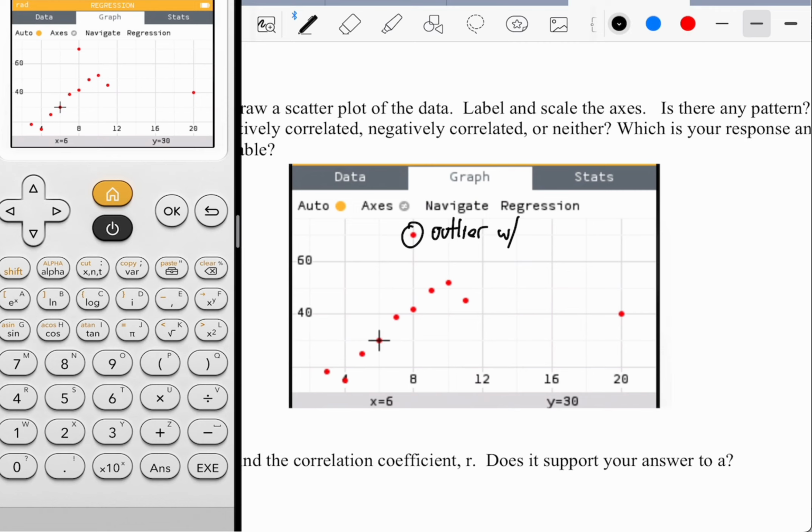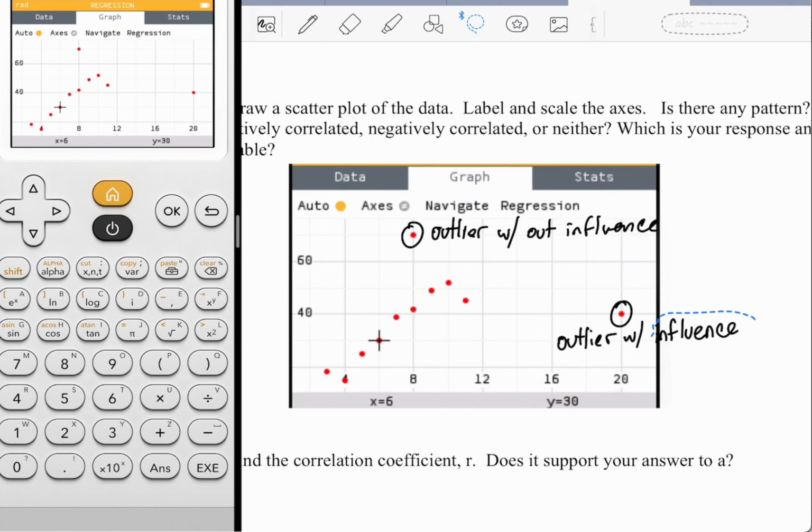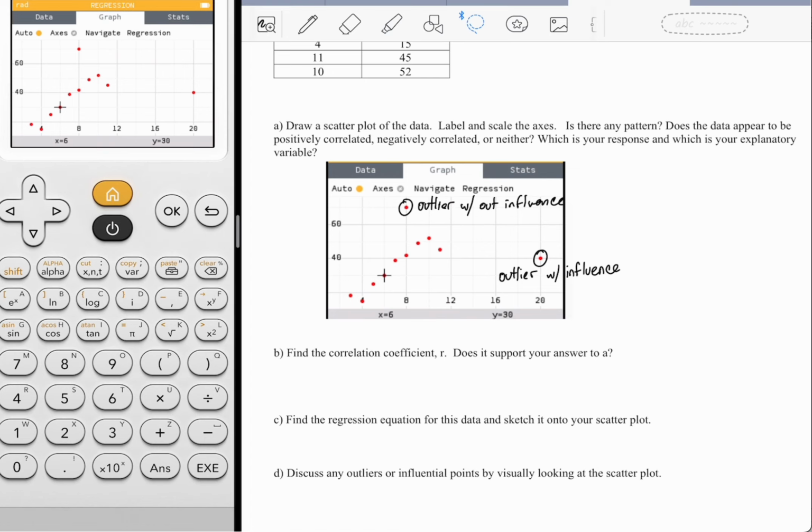without influence, and this is an outlier with influence. Okay, I'm just going to move this over because it doesn't look like I have an eye there. All right, so outlier without influence and outlier with influence.